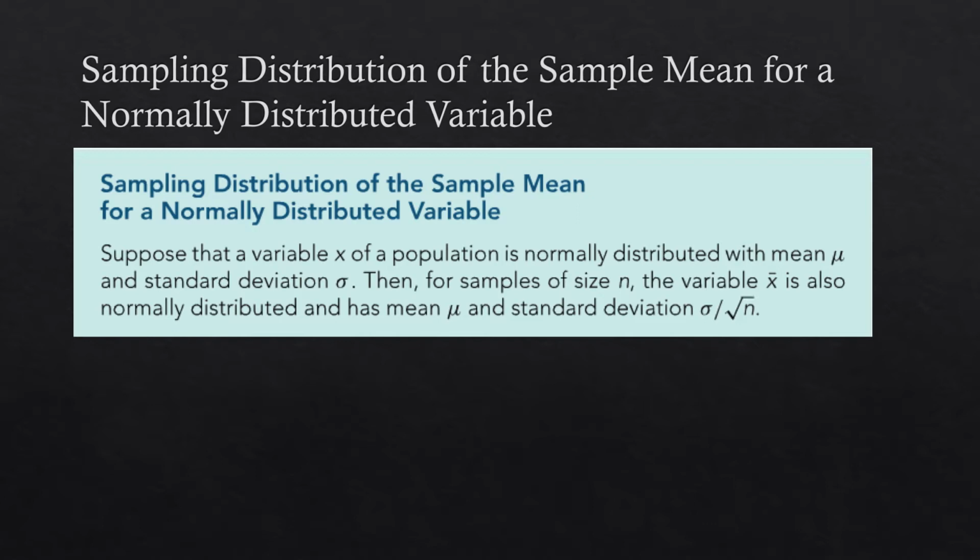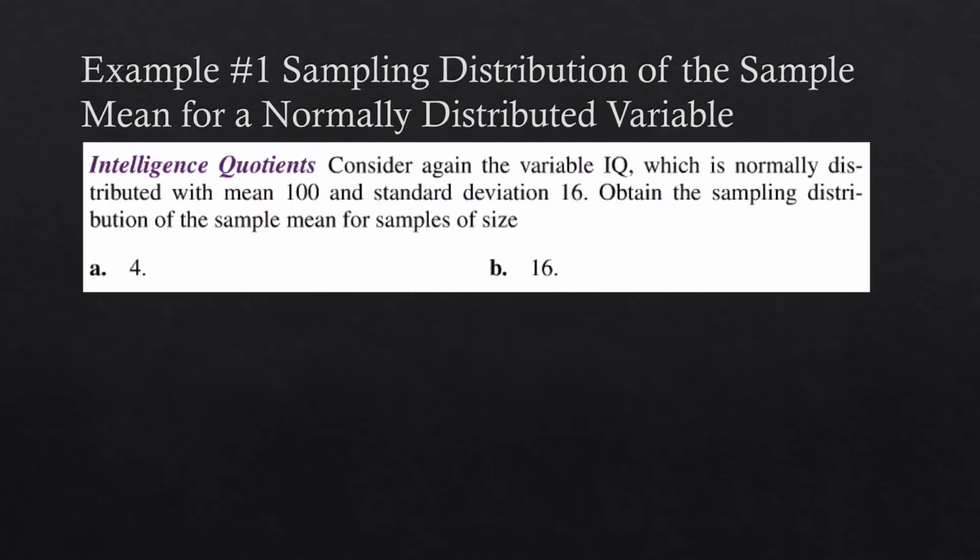So here is our first problem. Okay, sampling distribution of the sample mean for a normally distributed variable. Consider the IQ, which is normally distributed with a mean of 100 and a standard deviation of 16. Obtain the sampling distribution of the sample mean for the sizes of 4 and 16.